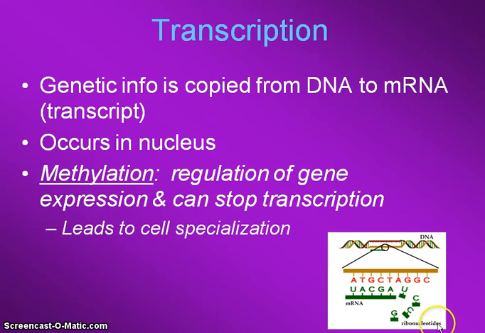Transcription is the process of copying the genetic information from the DNA to the mRNA. So the mRNA is called a transcript. We're using that DNA template to make this mRNA strand. So this is occurring in the nucleus because that's where the DNA is located.